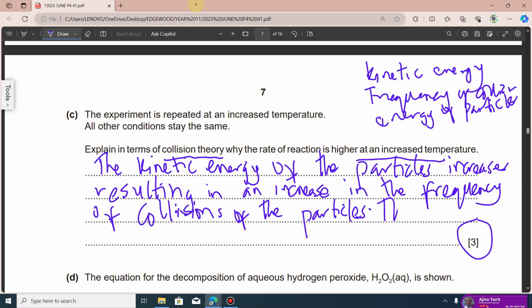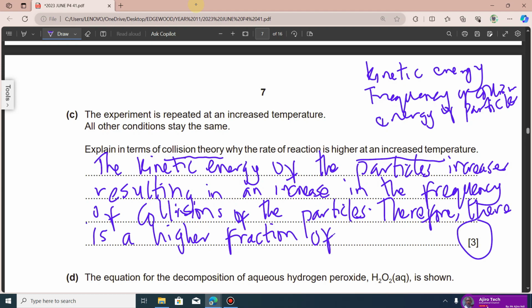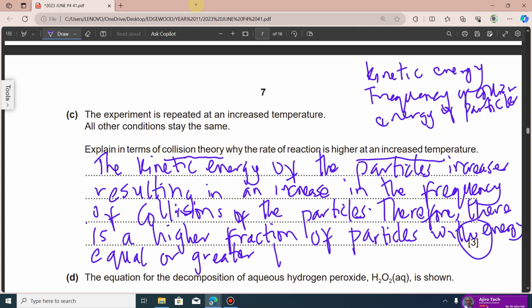Therefore, there is a higher fraction of particles with energy equal to or greater than the activation energy.